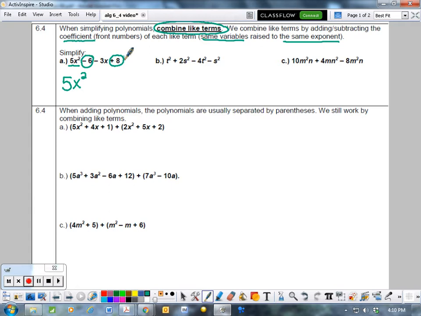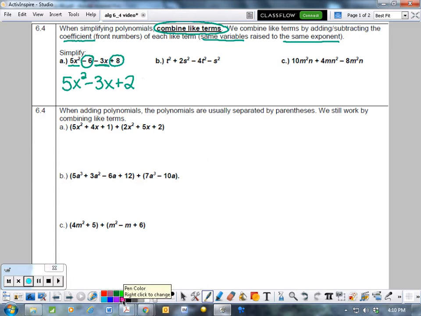Now the problem here is that when we're writing these, we need to write them in the proper form, which is descending order. So I need to skip these constants and go down to the negative 3x, because I go down by my x's. And I can put the negative 3x there because there is no other x's to combine with, so I can just bring that down. And then these two combine to become the positive 2. So I've combined my like terms, I wrote my polynomial in descending order, and that is our correct answer.